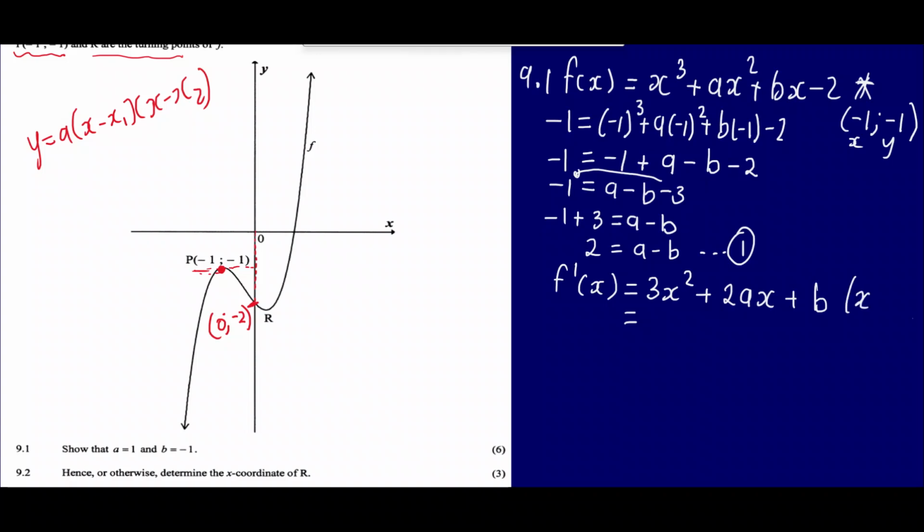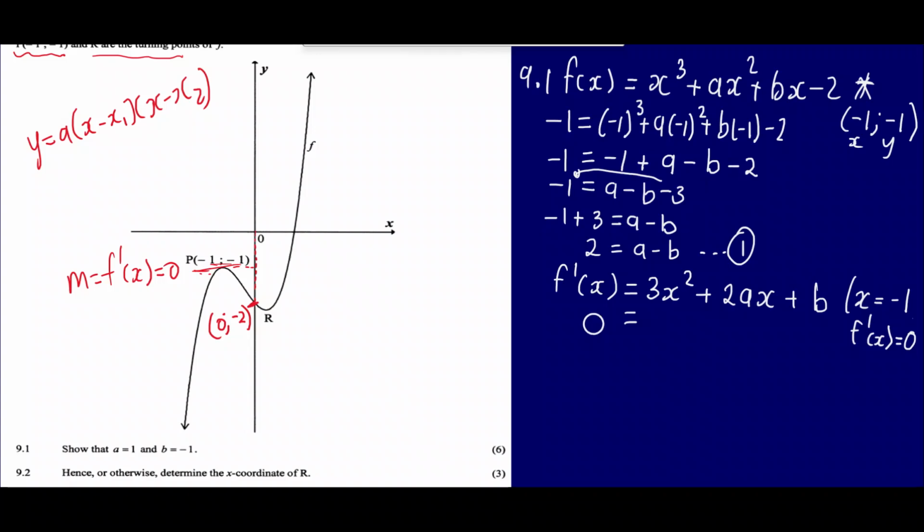We take this, and we say the x coordinate here is -1. For the derived function, if you plug in a specific x coordinate, the output is the gradient. Because this point is a turning point, specifically at the turning point the gradient is 0, so we are equating the derived to 0.